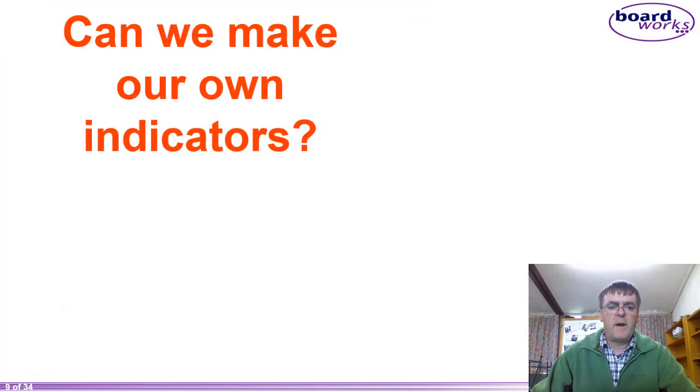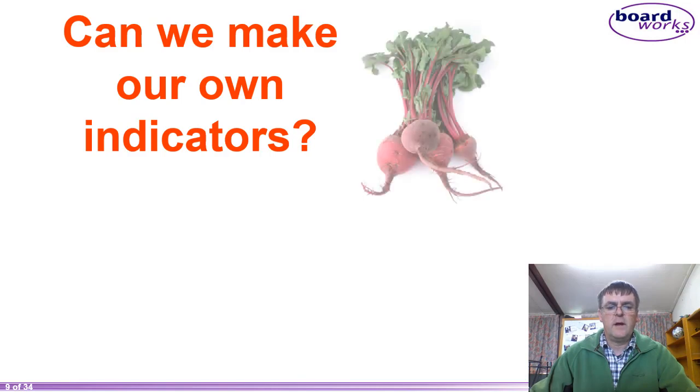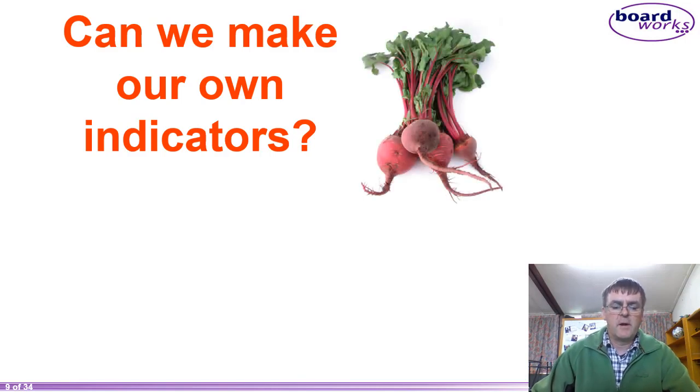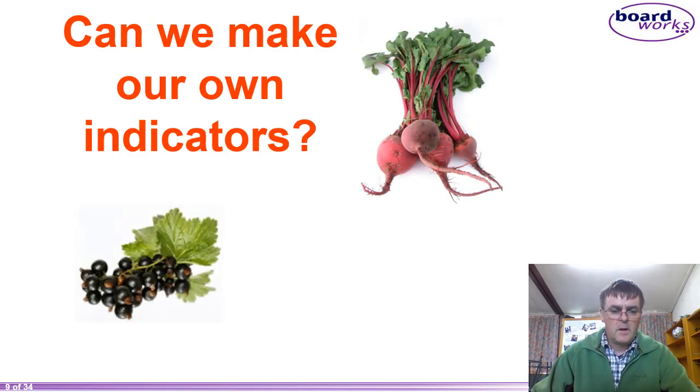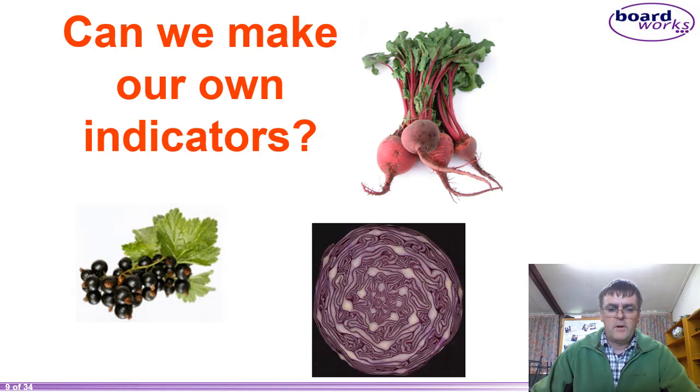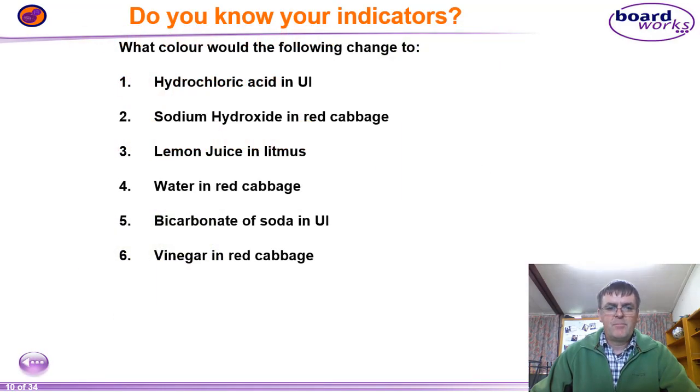Okay. Can we make our own indicators? Of course we can. We can use a variety of things to make indicators. Beetroot's good. Those are black currants. I've used tea bags. Red cabbage. That's my favourite to use in the science lab. We'll make up an experiment where we use red cabbage to make up our own indicator. But you need to know which indicator you're using to know what colour it's going to be.